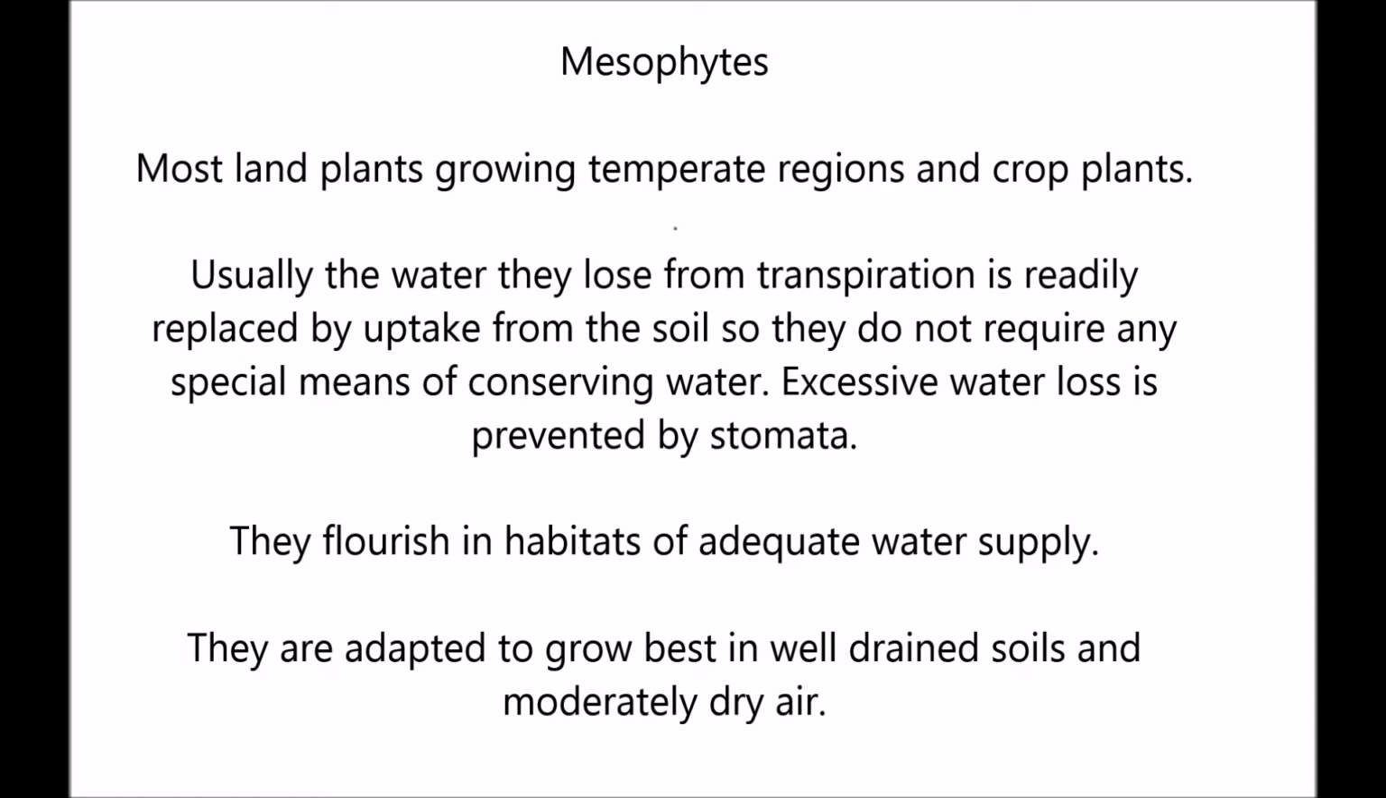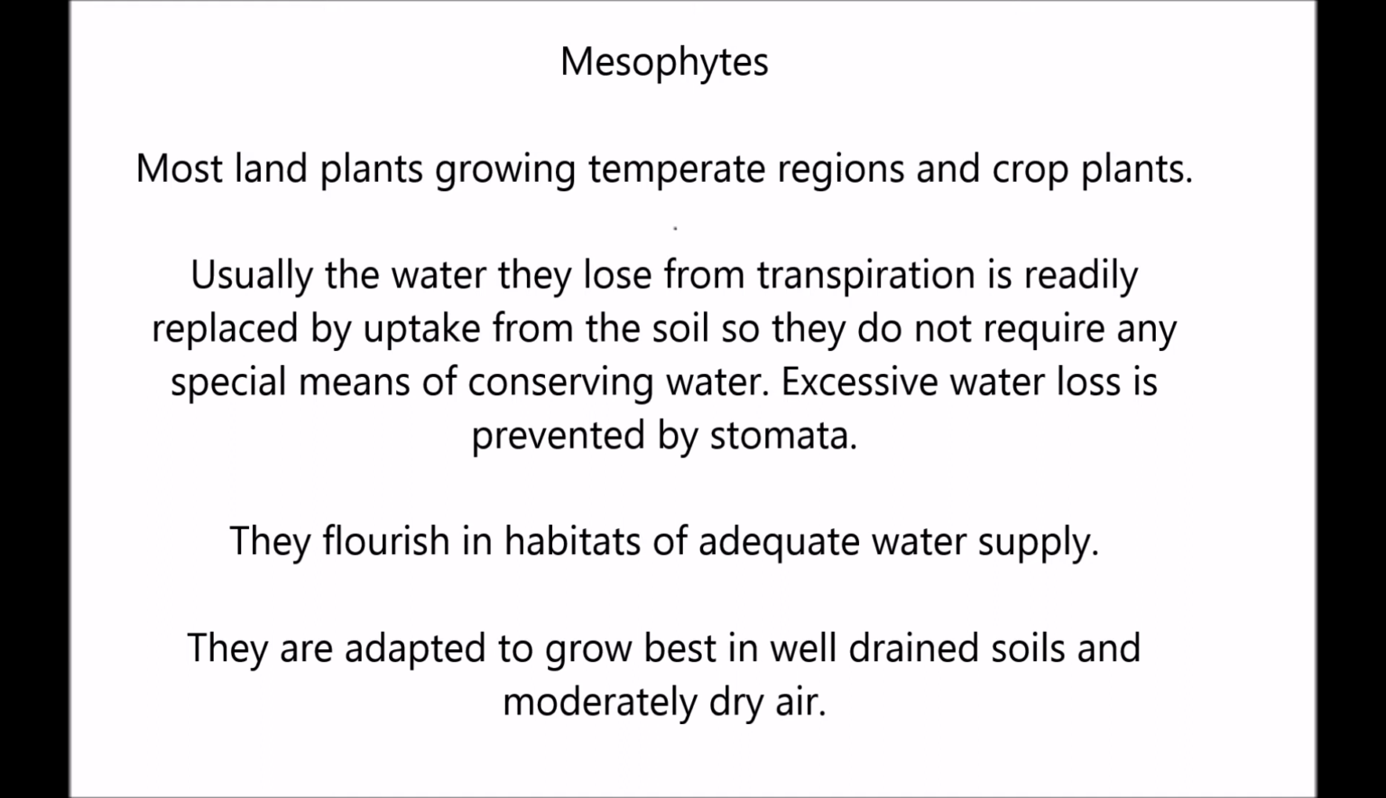Mesophytes. Most land plants growing in temperate regions are mesophytes, and so are crop plants. Usually the water they lose from transpiration is readily replaced by uptake from the soil, so they do not require any special means of conserving water. Excessive water loss is prevented by the stomata. They flourish in habitats of adequate water supply. They are adapted to grow best in well-drained soils and moderately dry air.